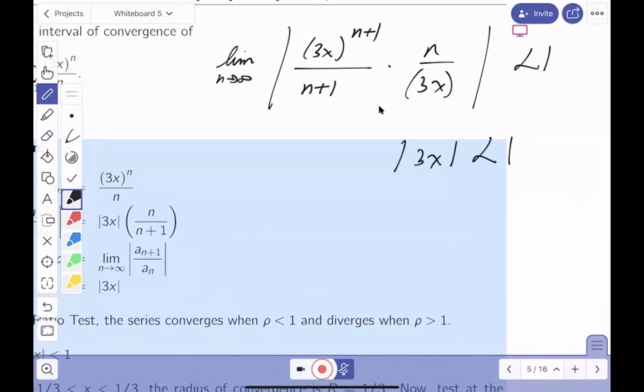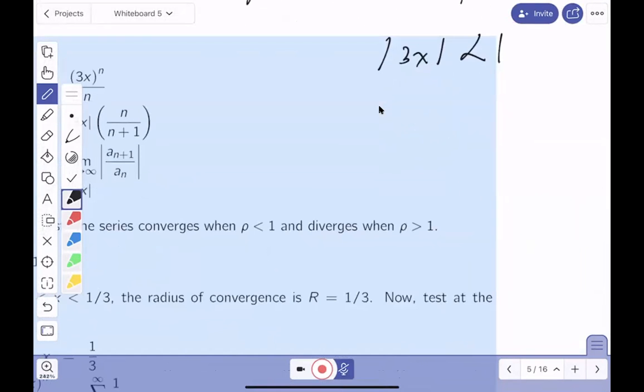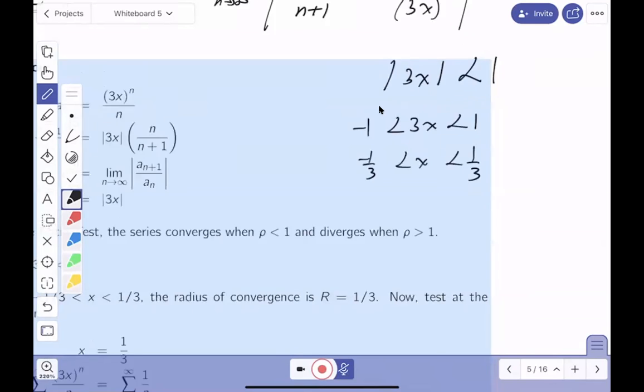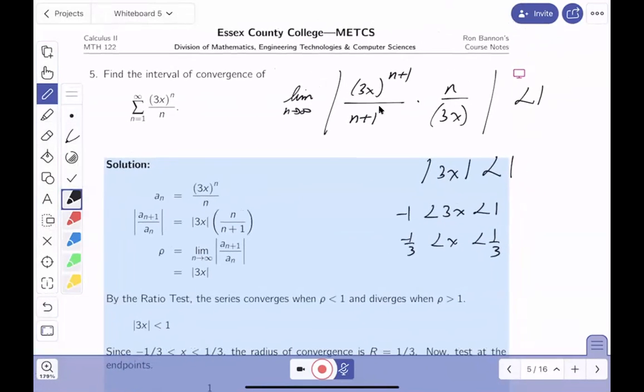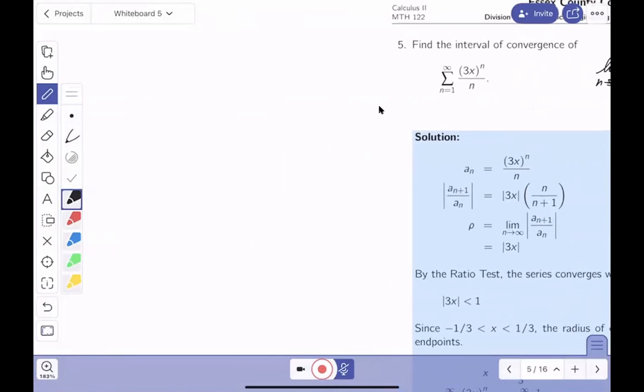And then what do you get? Oh boy, I got to do that 119 material again, right? So it's going to be this, and x is going to be between minus 1/3 and 1/3. Again, I want to point out this says interval of convergence, right? So I gotta test the endpoints now. Let's take a look.